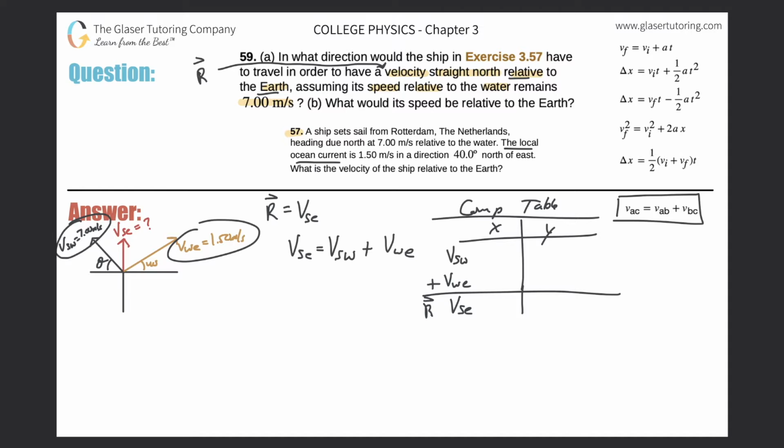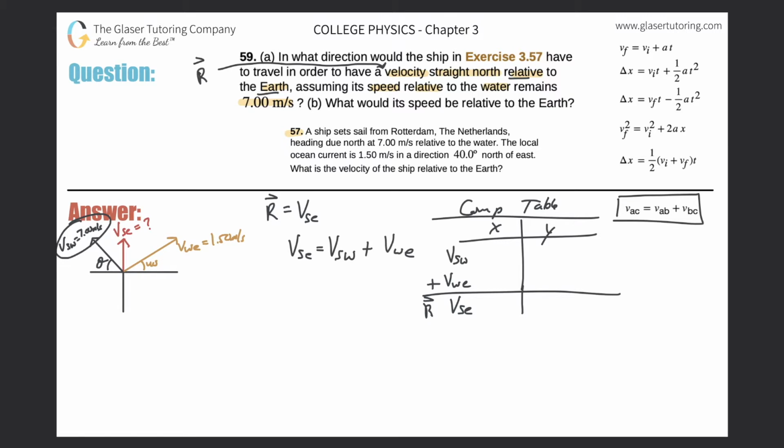Also, we just have to read now in number 57. It says the local ocean current is 1.5 meters per second in a direction of 40 degrees north of east. It doesn't say what that velocity is relative to, so since it doesn't mention it, we assume that it is relative to the Earth. So the velocity of the water relative to the Earth is 1.5 meters per second at an angle of 40 degrees north of east. Now, how does this help me? Let's first start breaking these things up into components. It might not be clear yet how we're going to solve it, but why don't we first break this vector and this vector up into their components.